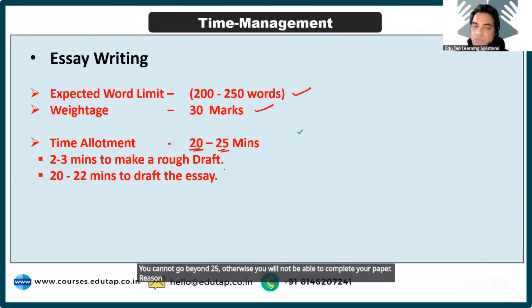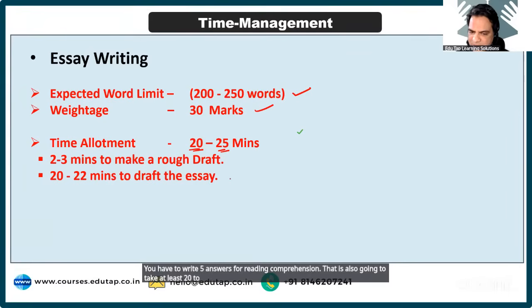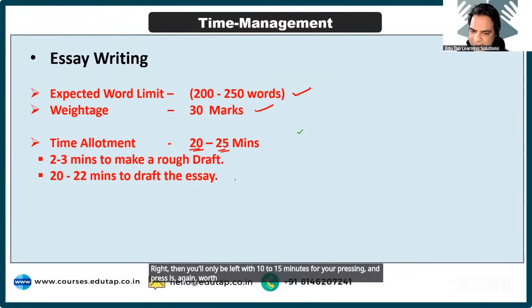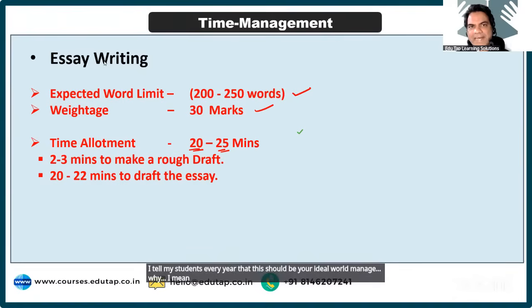Reason being, you have to write 5 answers for reading comprehension. That is also going to take at least 20 to 25 minutes, right? Then you'll only be left with 10 to 15 minutes for your Prezi. And Prezi is again worth 30 marks. Remember that. Got it? So your ideal time breakup should be 25 minutes for RC, 20 minutes for your essay, and 15 minutes for your Prezi. That is what I feel. I tell my students every year that this should be your ideal time management.